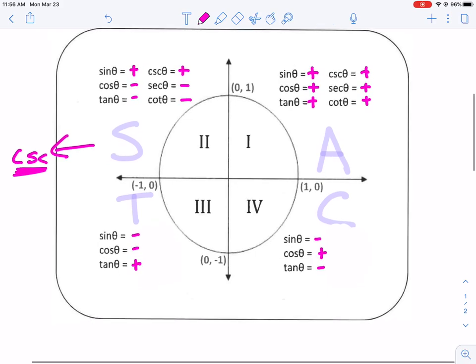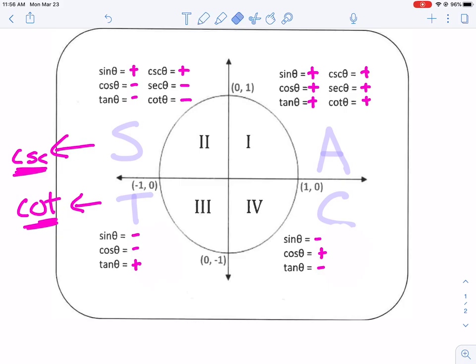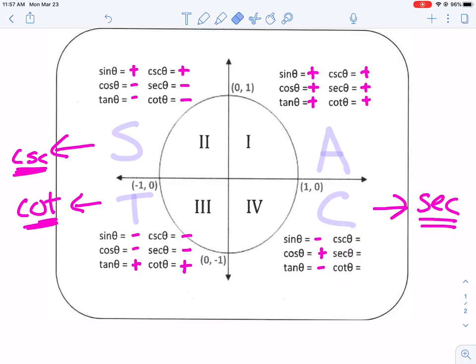In quadrant 3, tangent, my reciprocal function is cotangent. So tangent and its reciprocal function are both positive in this quadrant. And secant and cosecant are both negative. In my fourth quadrant, think of what function goes with cosine. Cosine goes with secant. Again, a C goes with an S. So secant is also going to be positive in this quadrant. And cosecant and cotangent are going to be negative.